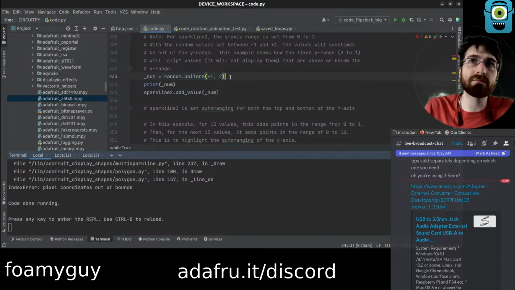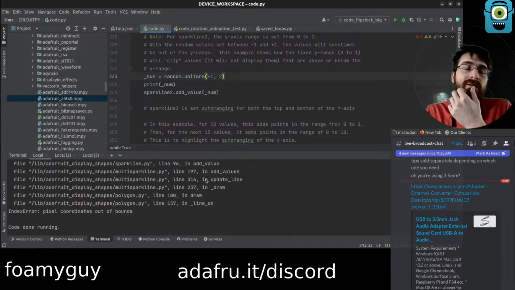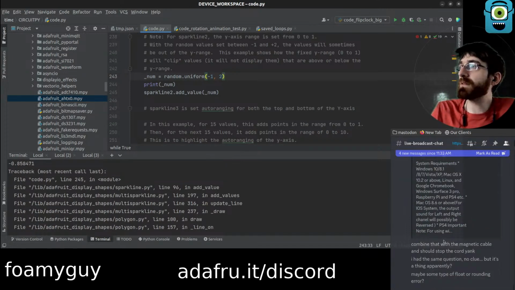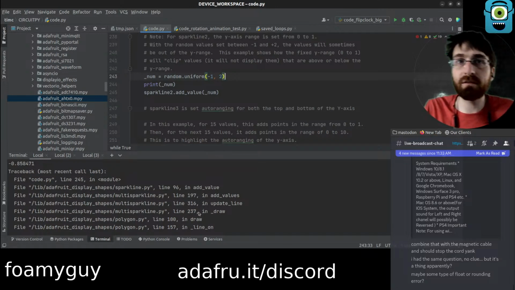Okay, interesting. Maybe there's a bug in the way that it rounds. Maybe it's rounding somewhere and it should be going down. I accidentally paused the chat too by scrolling up. Find that with a magnetic cable. Stop the cord yank. Yeah. Maybe some type of float rounding error. Yeah, that's what I'm thinking now.